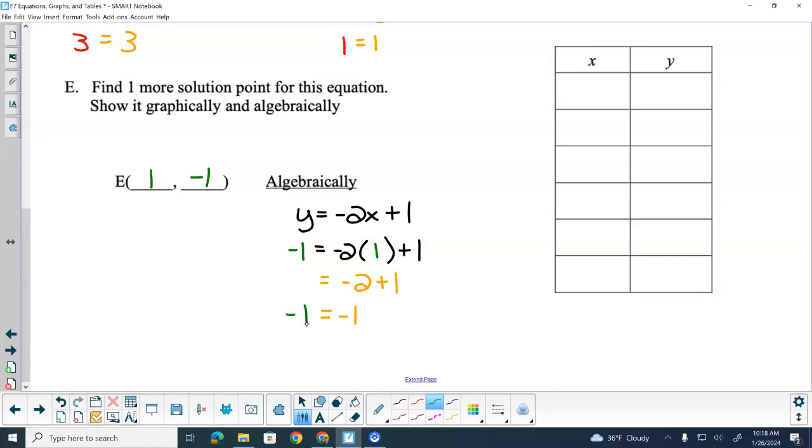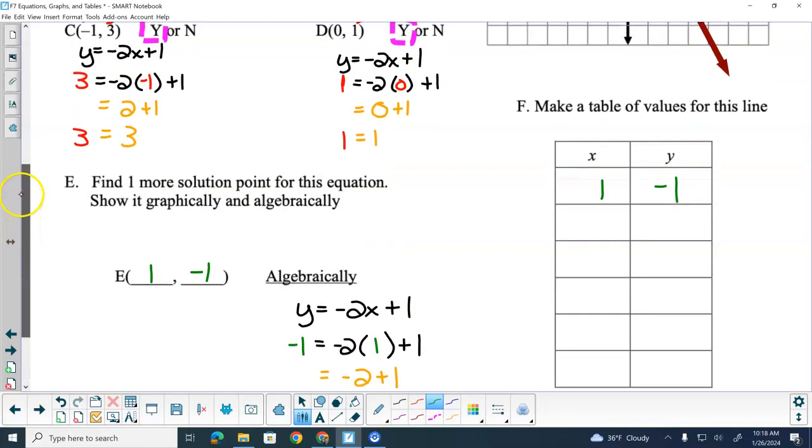Part F says make a table of values for this line. Well, I'm going to start with that one that we just had. That would be the point 1 comma negative 1, which has an x value of 1 and a y value of negative 1. Okay? So that point is on the line, so it can go in our chart that we made for this one.